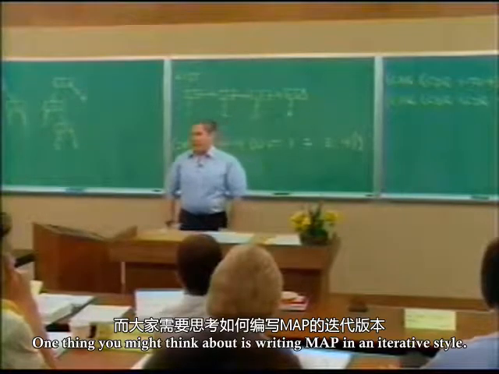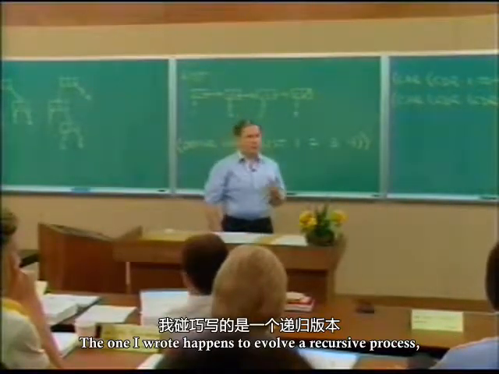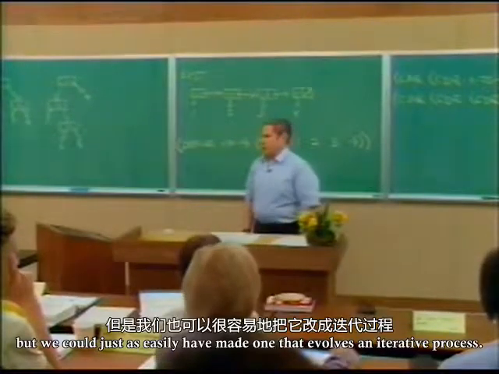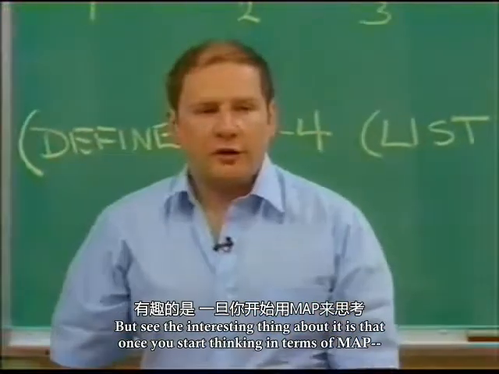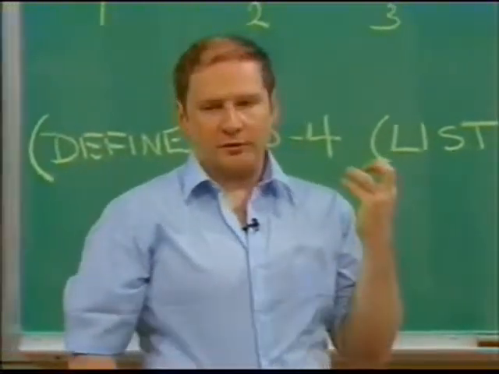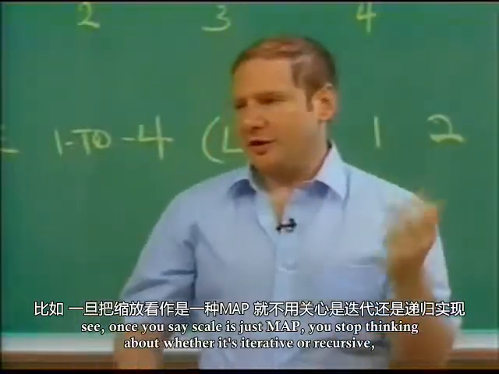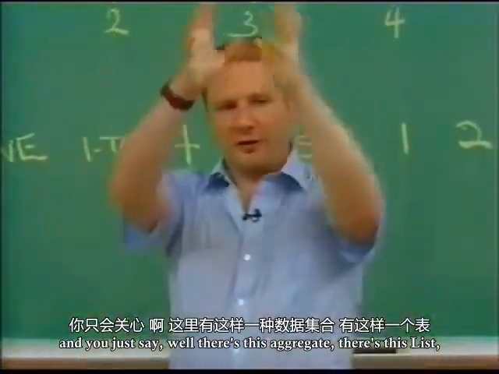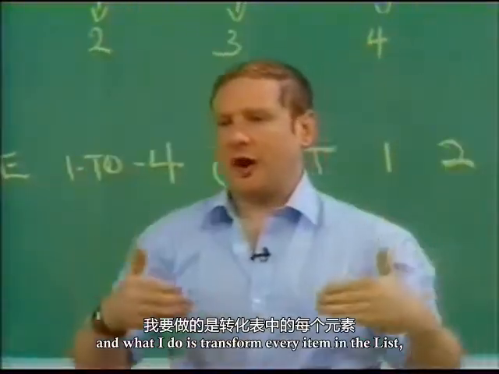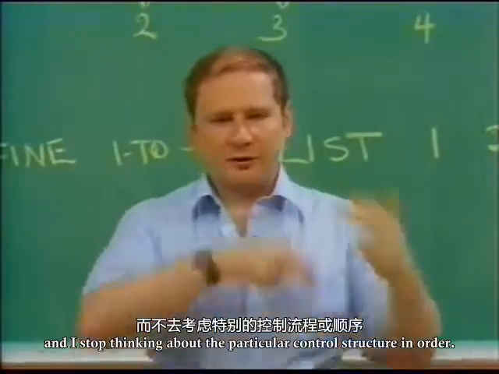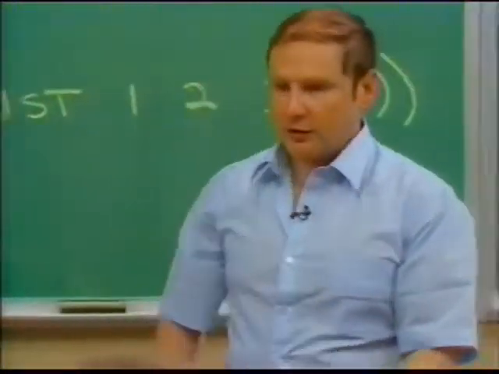One thing you might think about is writing map in an iterative style. The one I wrote happens to evolve a recursive process, but we could just as easily have made one that involves an iterative process. But see, the interesting thing about it is that once you start thinking in terms of map, once you say scale is just map, you stop thinking about whether it's iterative or recursive, and you just say, well, there's this aggregate, there's this list, and what I do is transform every item in the list, and I stop thinking about the particular control structure and order. That's a very, very important idea.